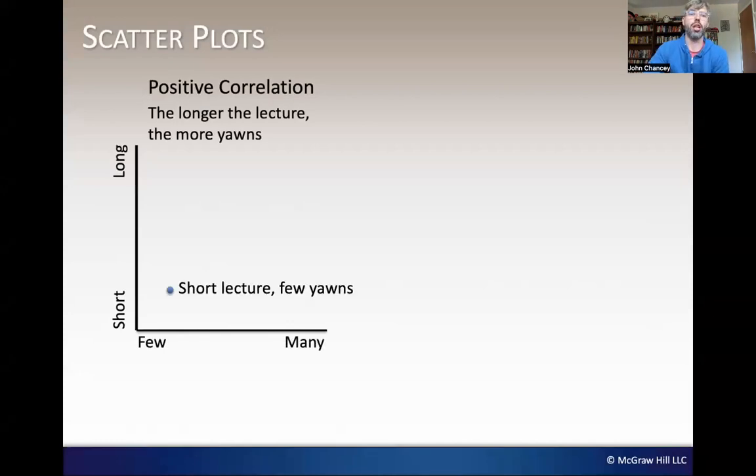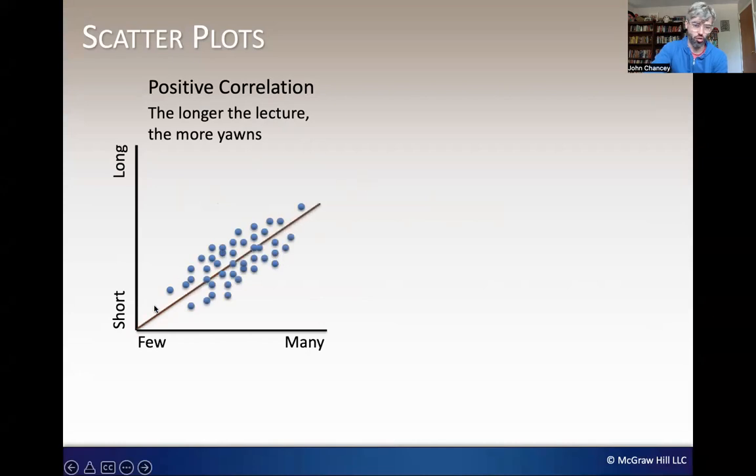So a positive correlation means when X goes up, so does Y. When one variable increases, so does the other. So for example, the longer the lecture goes on, the more yawns. We can see those data points: short lectures here, few yawns, long lectures here, many yawns. And that's how our data is positive. It means we can actually draw this straight line through. We can see the line. It's clustering around this line.